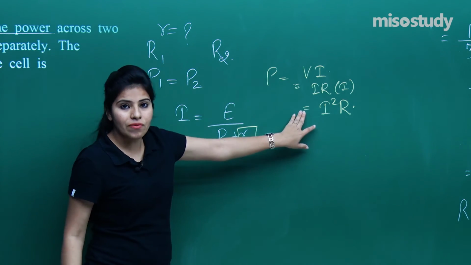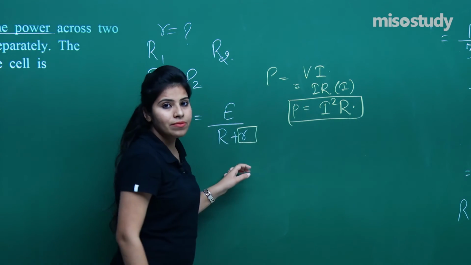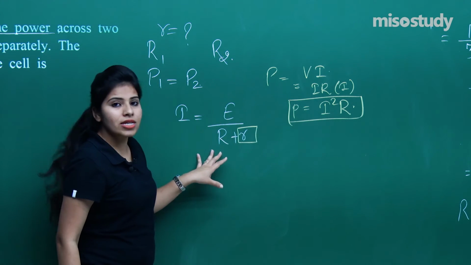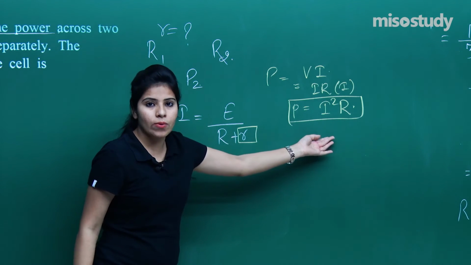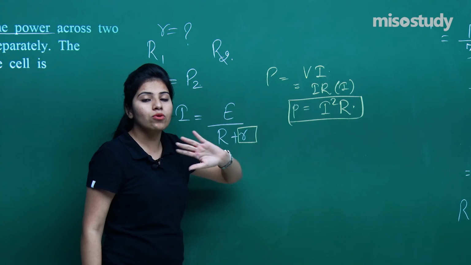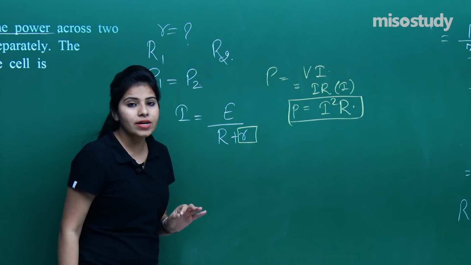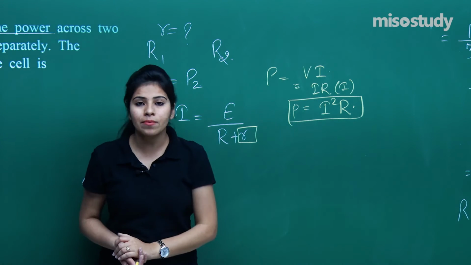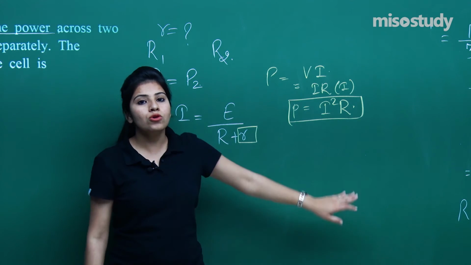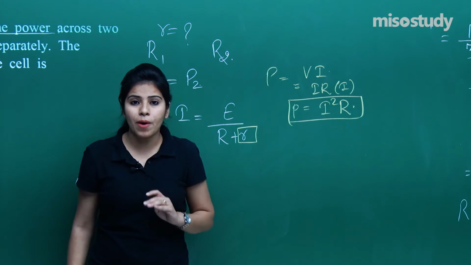Now we have this formula with us, and what will we now do? We will put this value of I into this equation, and because we know that P1 equals P2, we are going to put these values and compare with this situation. Now let me tell you one thing, my dear students: you should remember 2 or 3 formulas that are based on power.